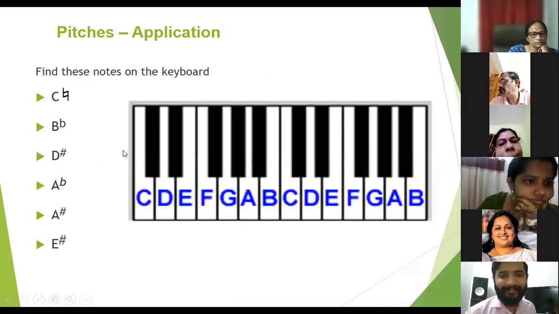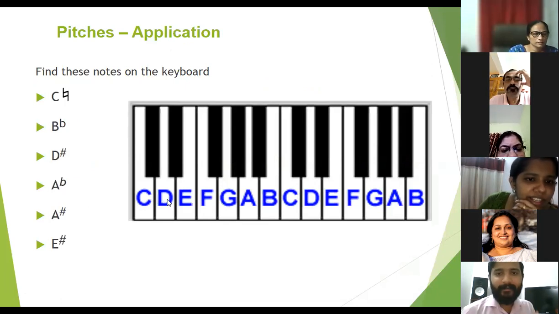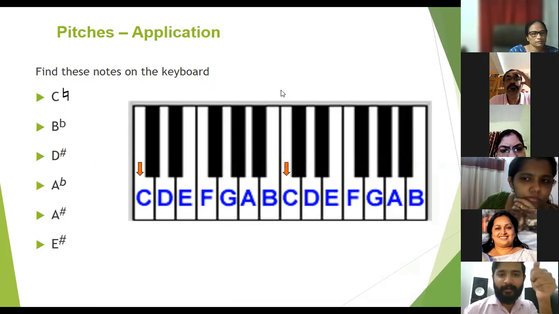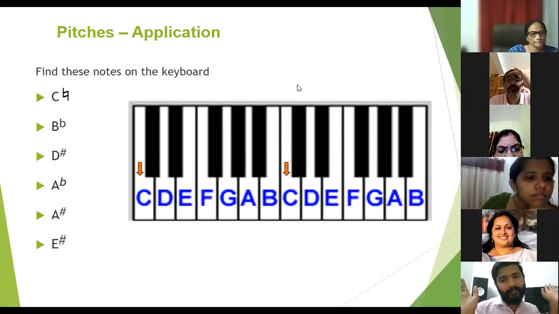Where is C natural? You keep your eyes on that. I don't have any interactive things, so keep your eyes on that. Now there are two C naturals. So where is C natural? Find two C naturals. Let's see how many of you get it right. What is C natural? C natural means the white key, C. That's the easiest one. So let's see how many of you got it right. If you got it right, show me thumbs up. So natural means the white key, doesn't mean anything else.